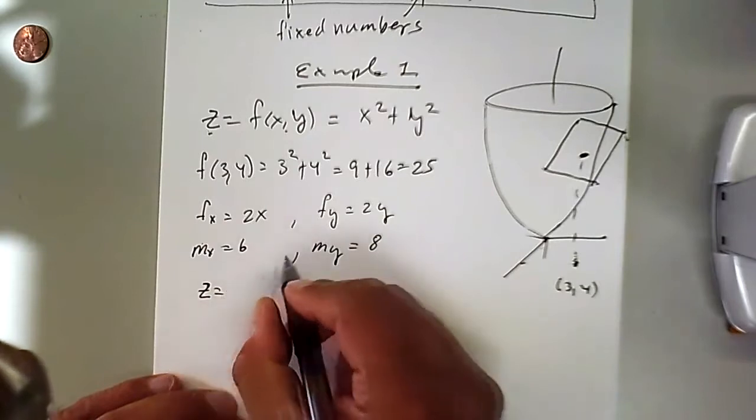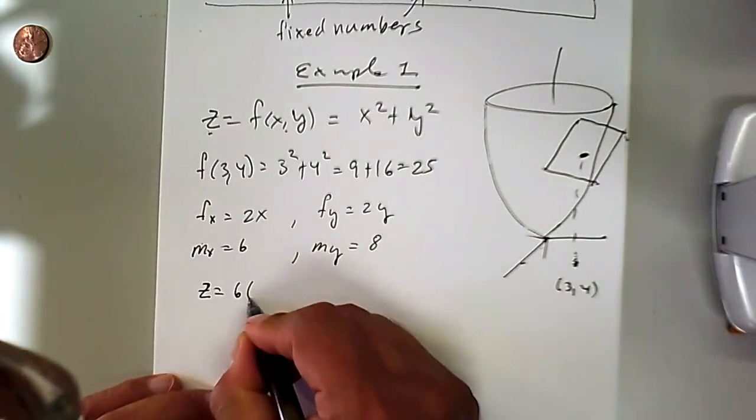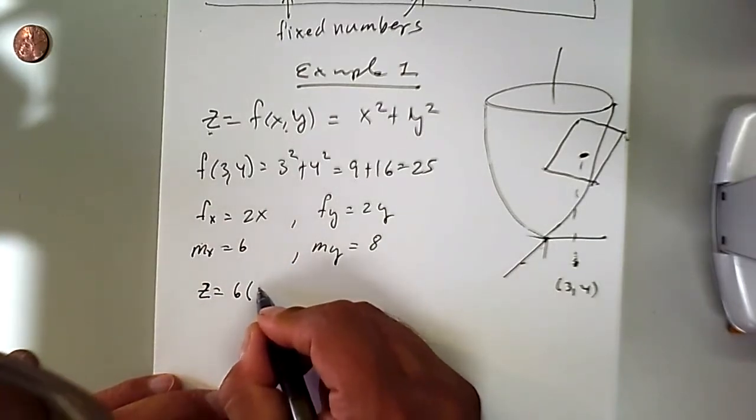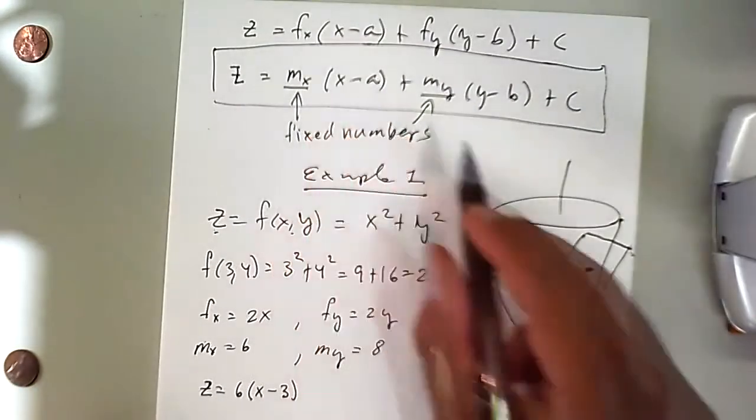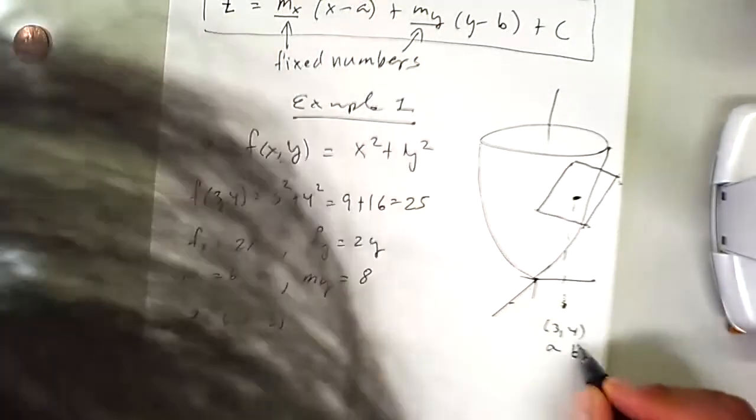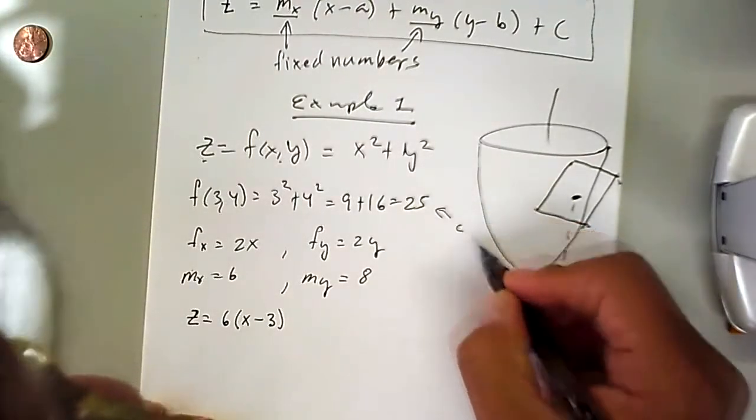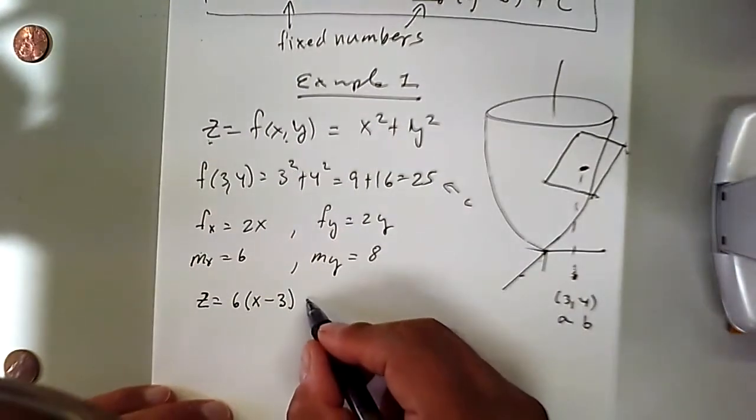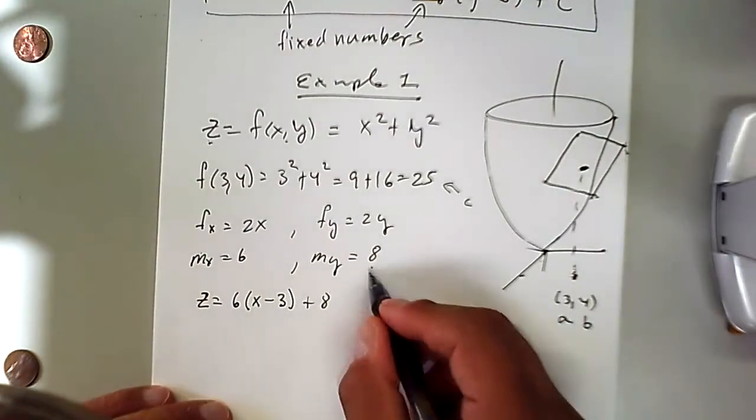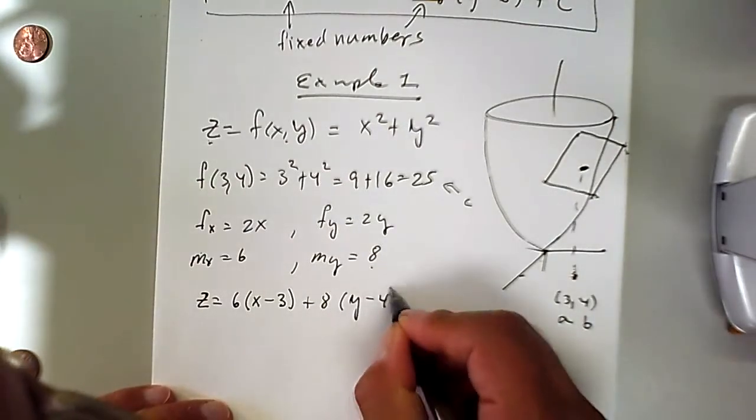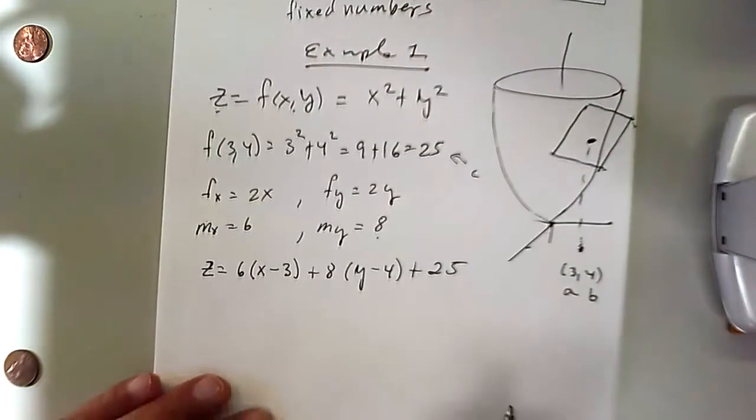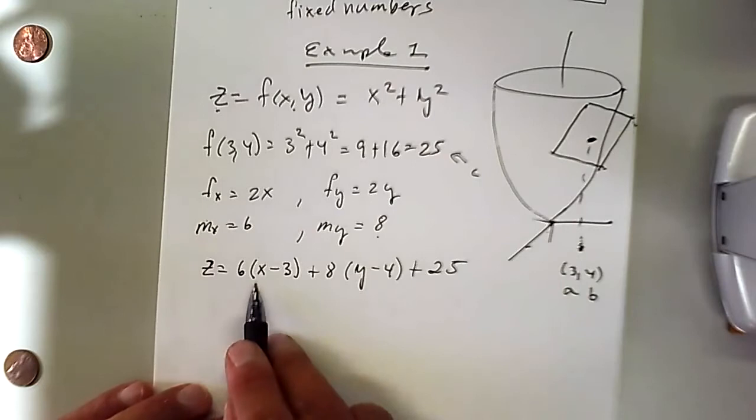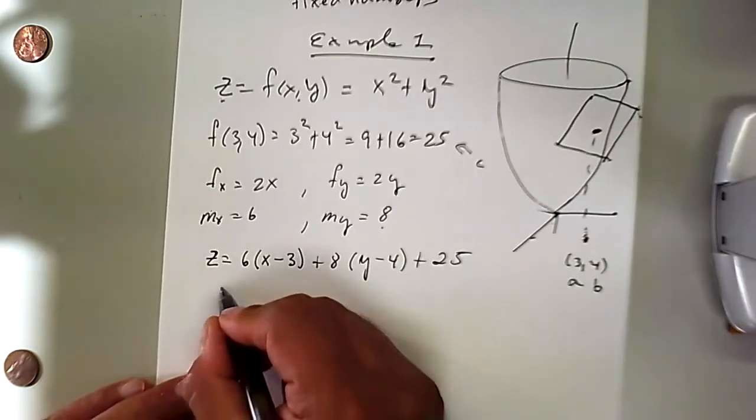So z equals 6 times x minus 3, according to this formula, x minus a. So this is a, this is b, and c would be this guy. Plus 8, this other number, y minus 4, plus 25. That's the answer, except we prefer to consolidate all the constants.